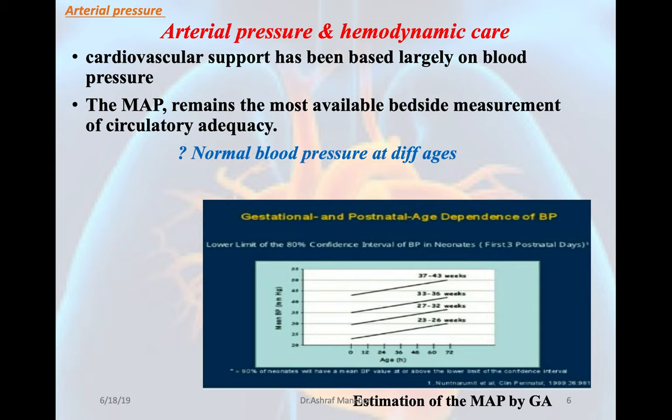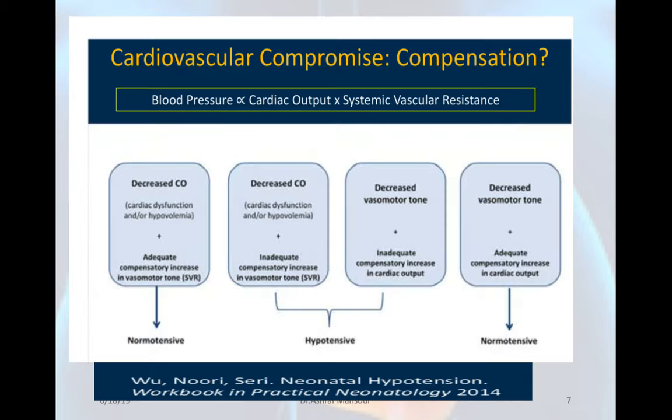This graph shows roughly the measurement of the mean blood pressure according to gestational age, from 23 weeks up to a term baby, which we consider like the gestational age plus 2 or 3 as normal. But as we said, this is roughly speaking, we cannot depend on this mean arterial blood pressure. We have to take into consideration the systolic and the diastolic blood pressure.